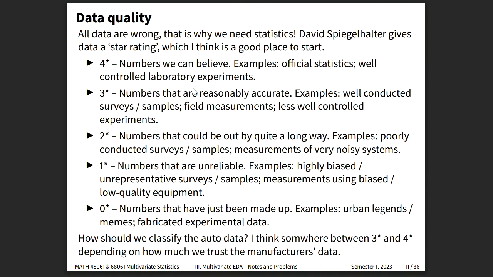3 is numbers that are reasonably accurate, like a well-conducted survey or field measurement, or less well-controlled experiments. 2 you said could be out by a long way. That could either be because the experiment was done badly or the survey was done badly, or the system itself could just be very, very high noise.